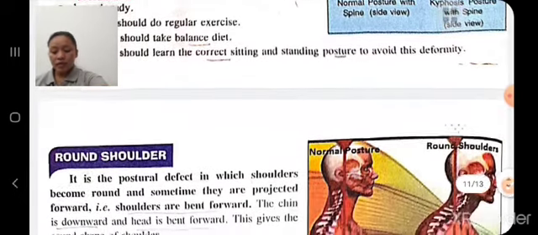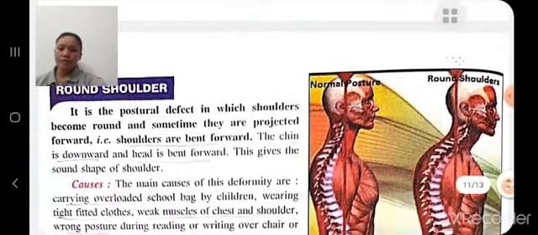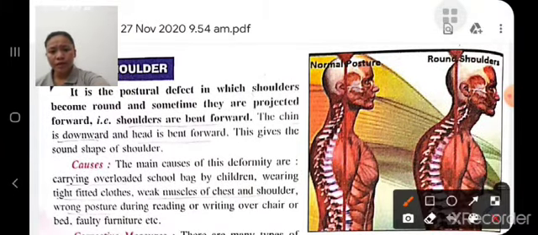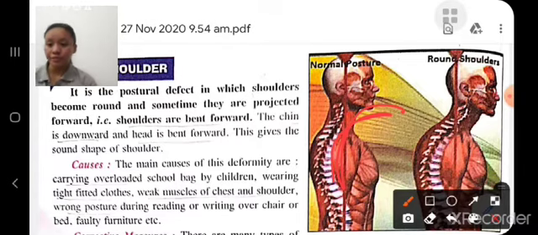Next is round shoulders. Round shoulders is also like kyphosis in which your shoulders bend forward. It is the posture defect in which your shoulders come round and sometimes they are projected, bent forward, that is shoulders are bent forward and your chin is down and the head is also bent forward. This gives the round shape of your shoulders.